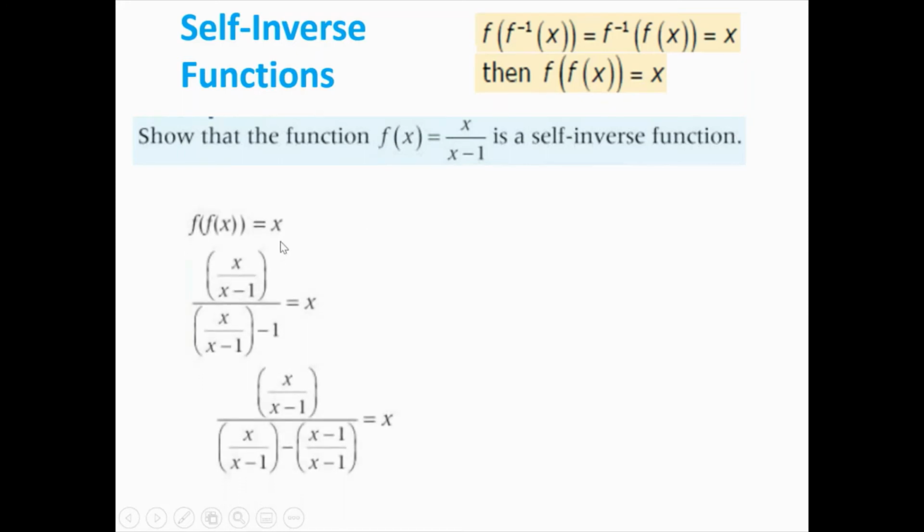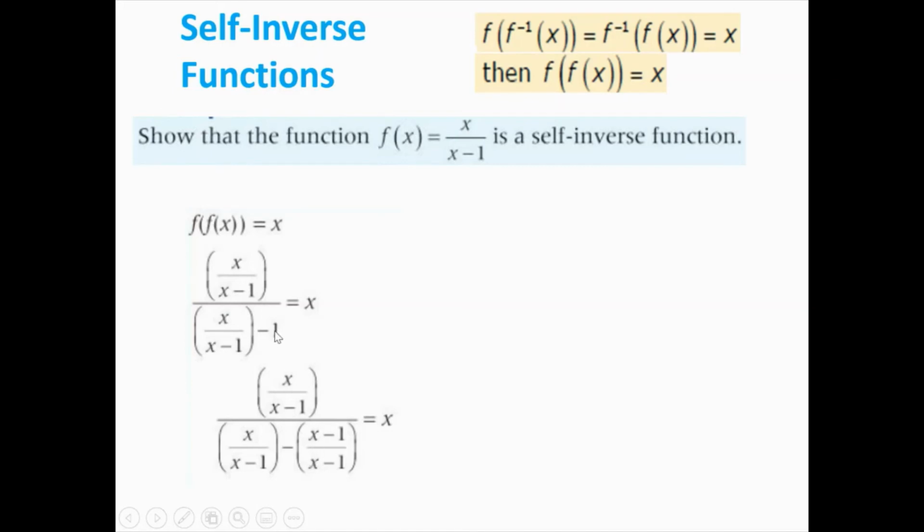So notice I've rewritten this, but instead of this x and x, I have the function here replacing this x, and this whole function again replacing the x down here. Now this is where the algebra kicks in, right? We want to simplify this and show that it equals x. So on the bottom, if I'm going to combine these two things, I need this 1 to be changed into a fraction with the same denominator. We can only combine these if they have the same denominator.